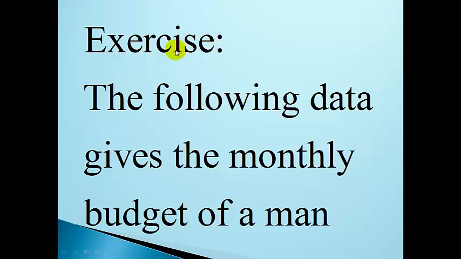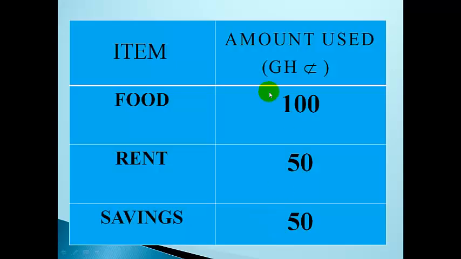Now, exercise. The following data gives the monthly budget of a man. This is the table. We have the item and the amount used. The items are food, rent, and savings. And these are the amounts used: 100 Ghana cedis, 50 Ghana cedis, 50 Ghana cedis respectively.